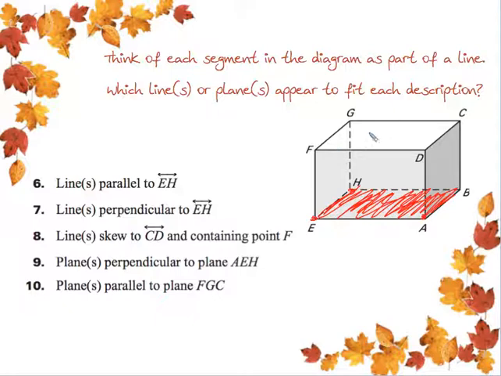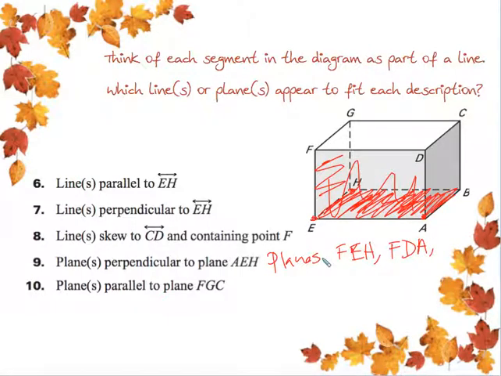Well, the top is parallel, but every other plane would be perpendicular to it. So I'm going to write planes FEH. That's this one over here. I'm going to write the front one. That would be FDA. And since I wrote S, I'm not going to rewrite the word planes. This side one, we could do CAB. And then the back one, let's go GCB.